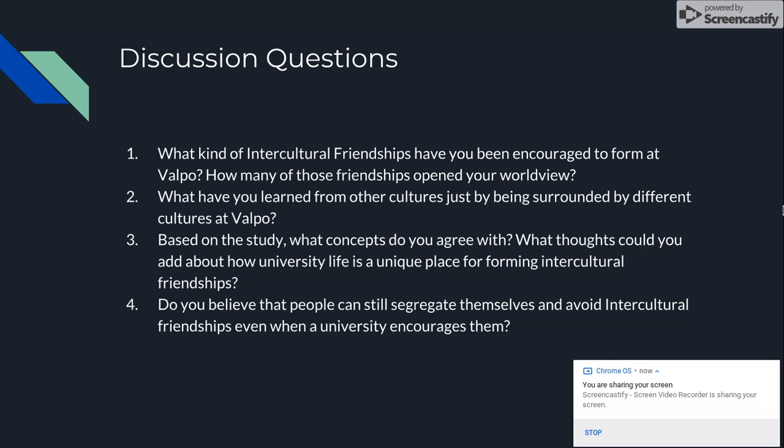And then this last one is more from the book, but they talked a little bit about segregating friendships. Do you believe that people can still segregate themselves and avoid intercultural friendships even when a university encourages them? These are just starting points for you to think about.